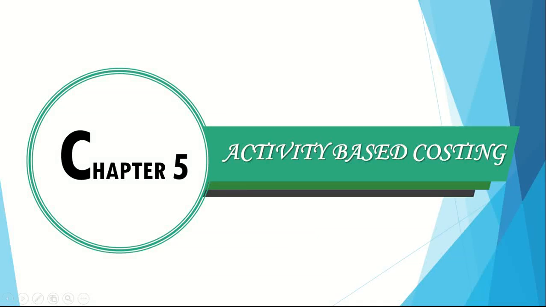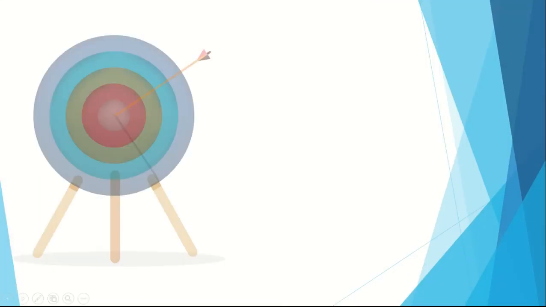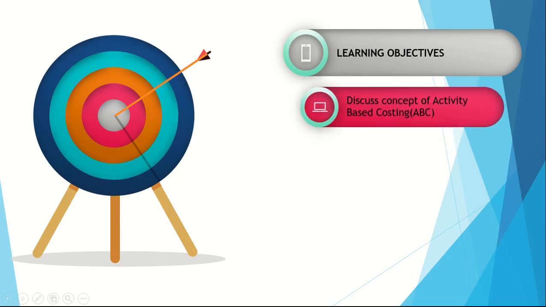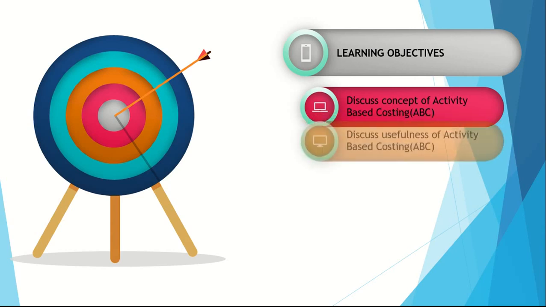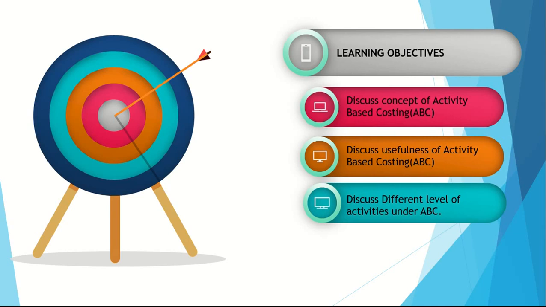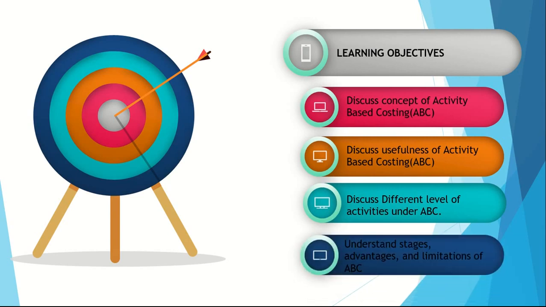Learning objectives. Discuss the concept and usefulness of activity-based costing, ABC. Cost allocation under ABC. Discuss different levels of activities under ABC. Understand the stages, advantages, and limitations of ABC.